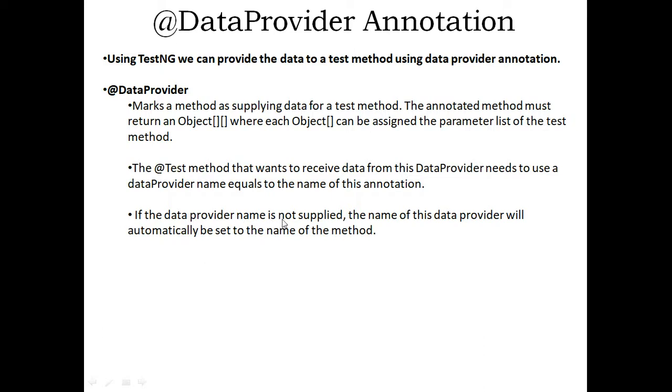If the data provider name is not supplied, the name of this data provider will automatically be set to the name of the method. That means if the data provider doesn't have any name associated with it, then by default it takes the name of the method. Let us flip over to Eclipse now to see an example.